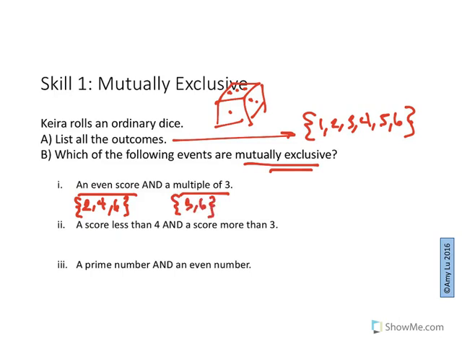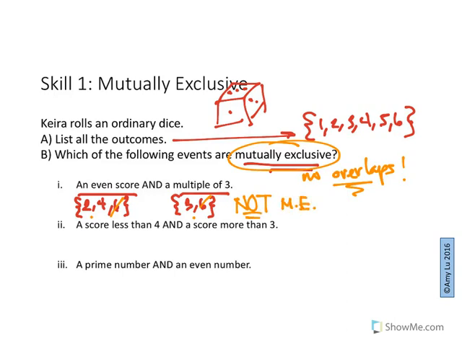Now, to understand if it's mutually exclusive, it means that there is no overlap. So if we look at the numbers for even score and multiples of 3, the number 6 overlaps. Therefore, this is not mutually exclusive.